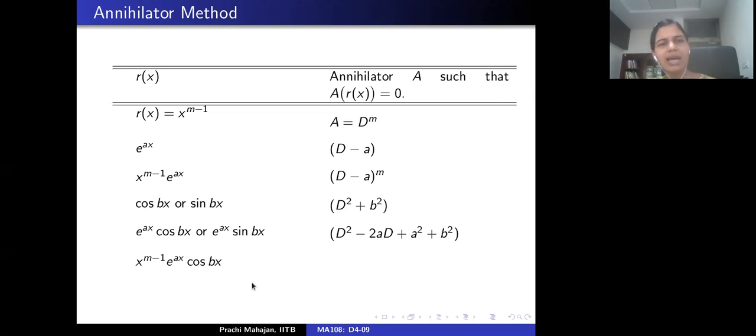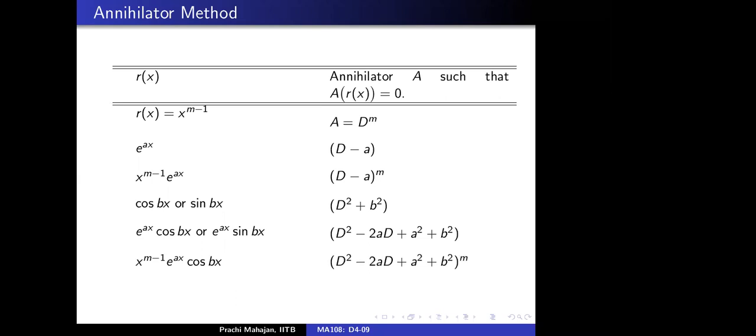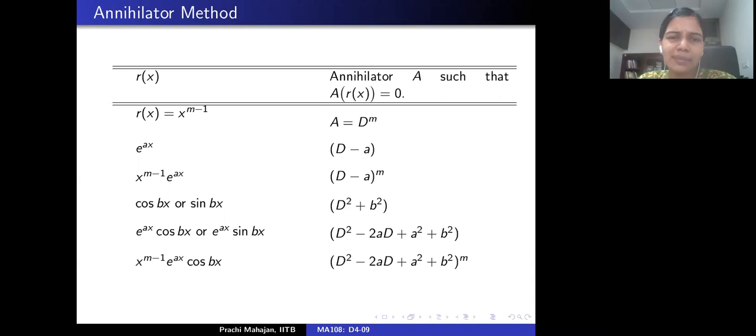And one last thing, what if I also had a factor of x to the power m minus 1 sticking around? Then what power should it be? The whole thing to the power m. Correct? Is that okay? Yes. Everybody with me up to this point?